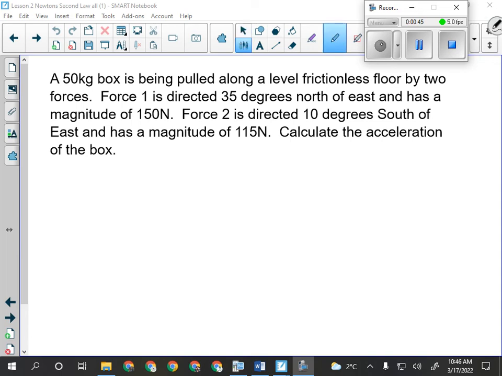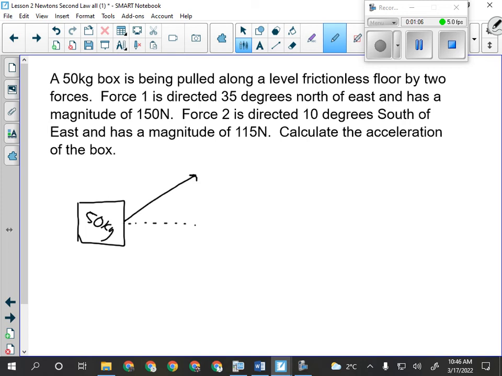Okay, so it's on a level frictionless floor. There are two forces acting on it. So I've got my box, and it's 50 kilograms. Force number one is directed 35 degrees north of east. So here's east, 35 degrees north of east, probably looks something like that. And it is 150 newtons. Then force number two is directed 10 degrees south of east, and it's only 115 newtons.